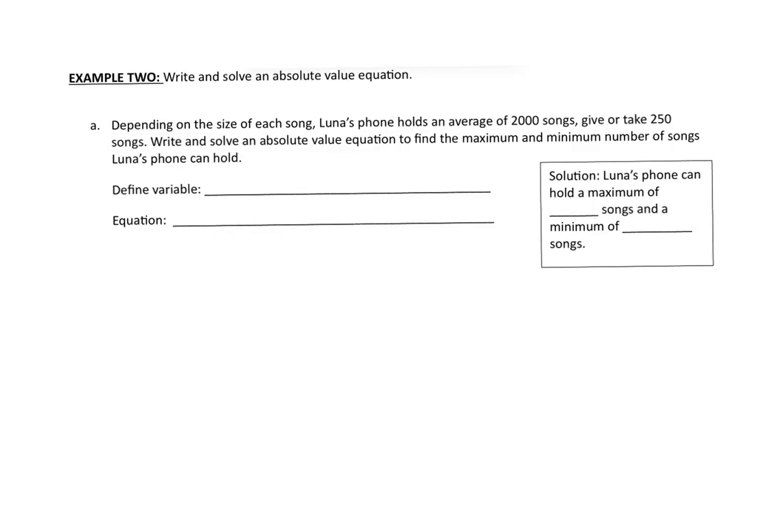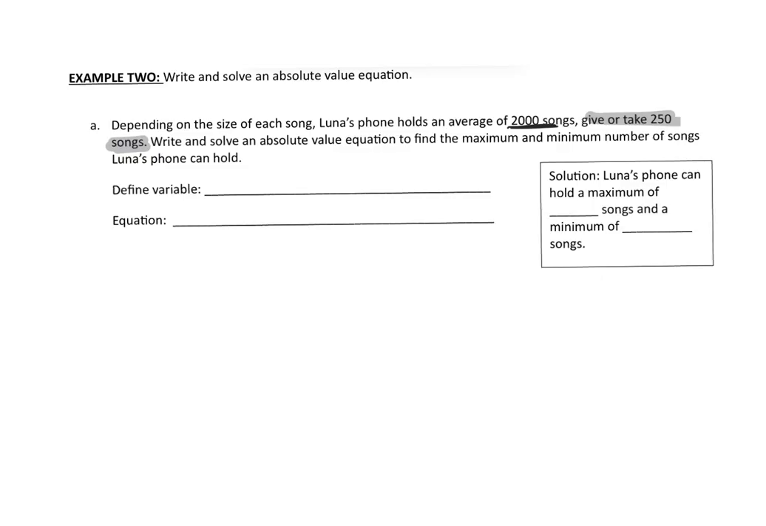So it says, depending on the size of each song, Luna's phone holds an average of 2,000 songs, give or take 250 songs. Somebody asked me this yesterday: give or take just means above or below 250, so 250 more and 250 less. It says write and solve an absolute value equation to find the maximum and minimum number of songs her phone can hold. Well, you could probably just figure that out in your head.